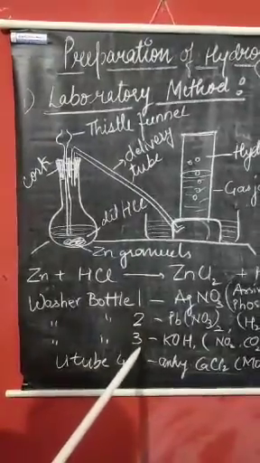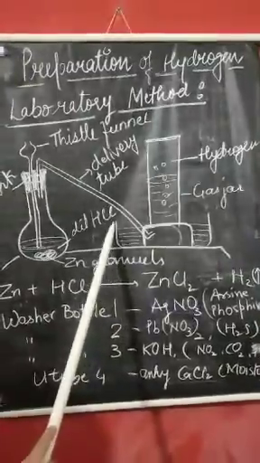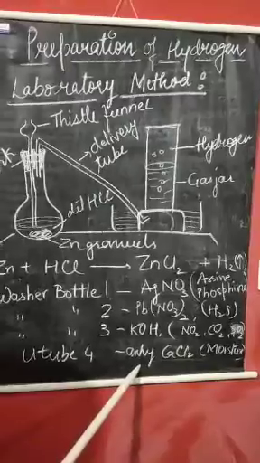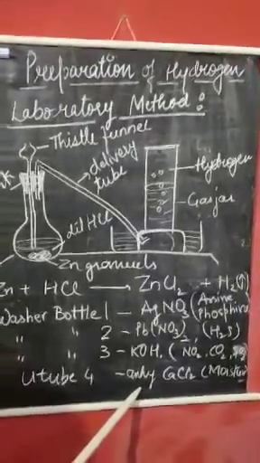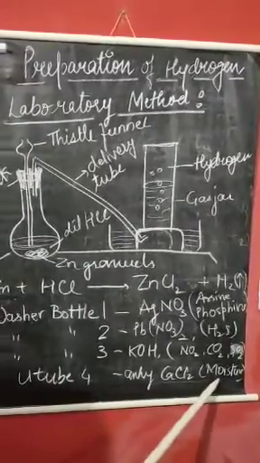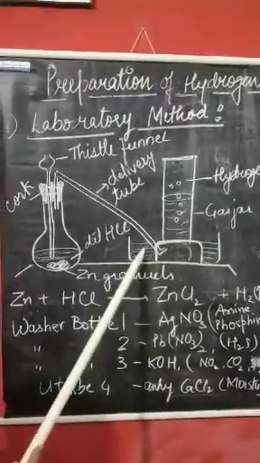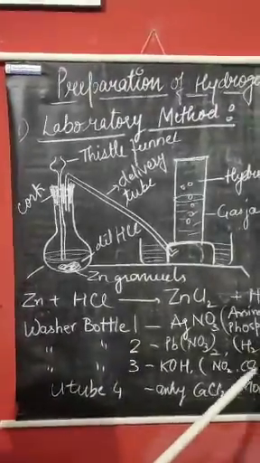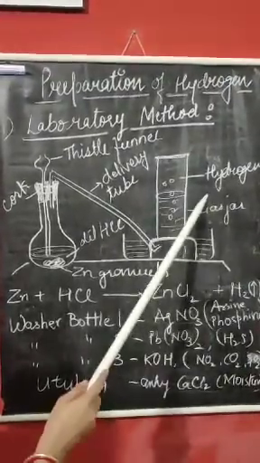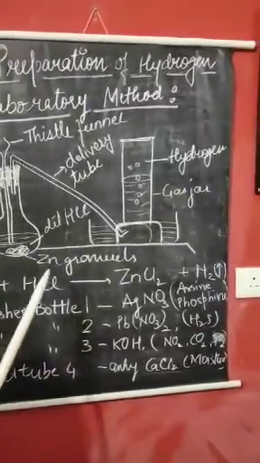After all 3 washer bottles, it reaches a U-tube. There is a U-tube connection that has anhydrous calcium chloride. This anhydrous calcium chloride has a tendency to absorb moisture. Therefore, it removes whatever impurities are left in the form of moisture from this gas, and at last different cylinders will be there. In that cylinder, this hydrogen gas will be collected, and that will be the purest form of hydrogen gas.